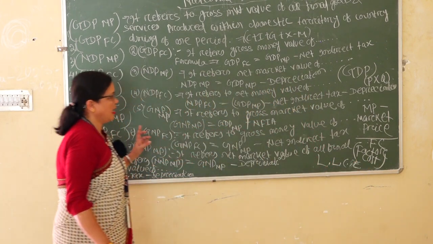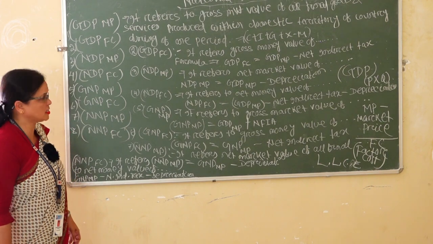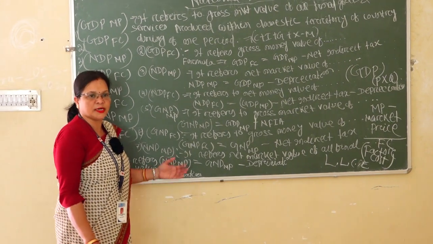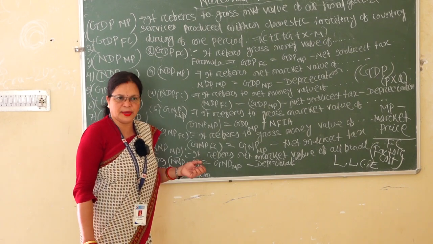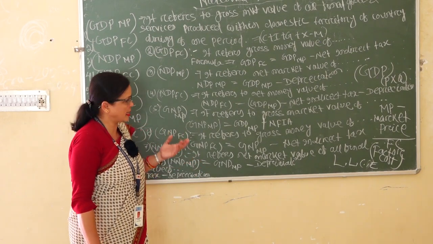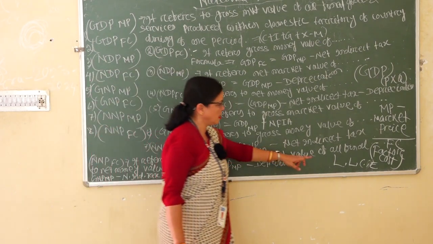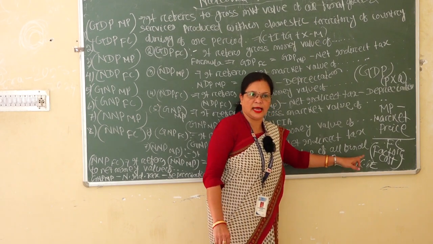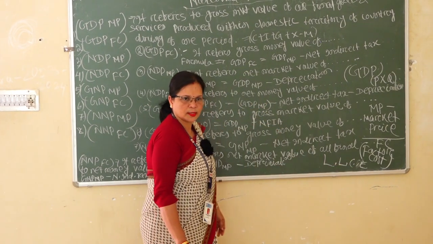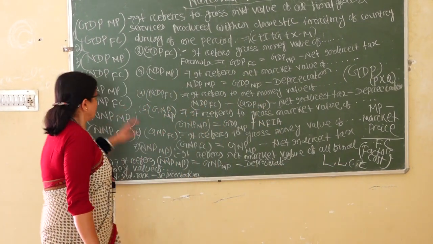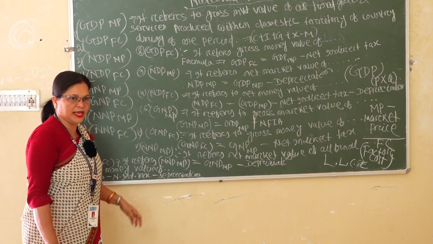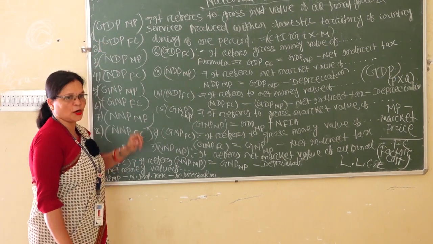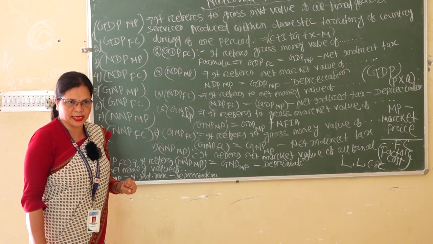What is MP? MP means market price. It means the commodity purchased and sold in the market. And what is FC? FC means factor cost. Factor cost means land, labor, capital and entrepreneur. This is the FC. So first we start with GDP MP, which means gross domestic product at market price.